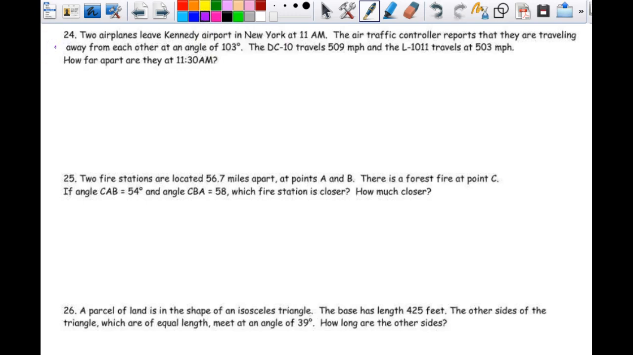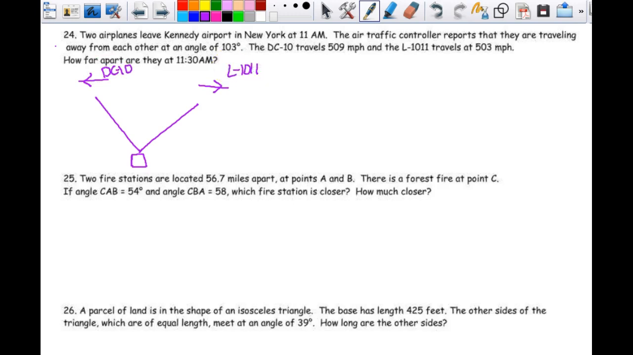All right, so we have two airplanes leave Kennedy Airport in New York at 11 a.m. The air traffic controller reports that they are traveling away from each other at an angle of 103 degrees. So we'll say this is the airport. I know they don't leave directly from the airport itself, on top of it, but we're just going to pretend. So the two airplanes leave, and they're traveling away from each other. Here's one of them. Here's the other one. They're going in opposite directions. Those are my little stick planes here. So we'll make this the DC-10, and this is the L1011, whatever that means.